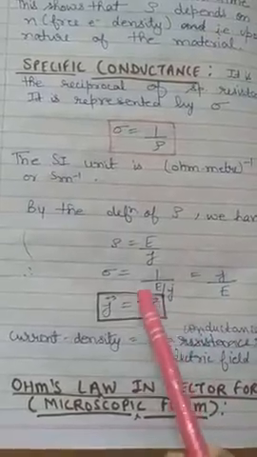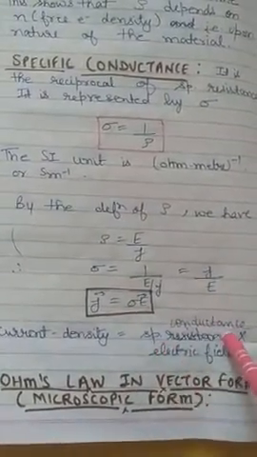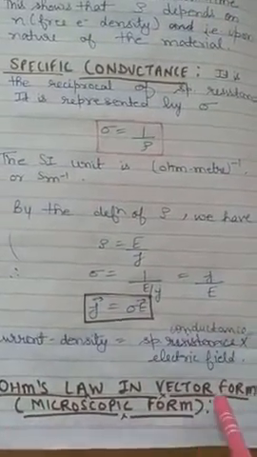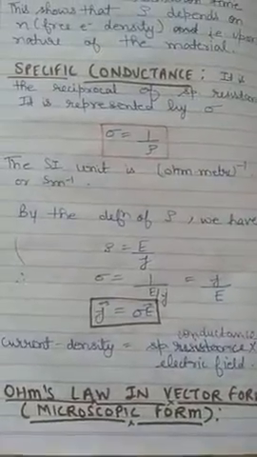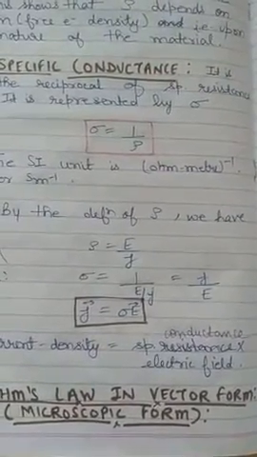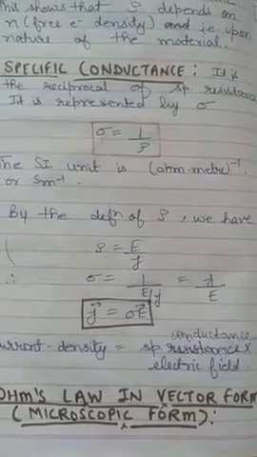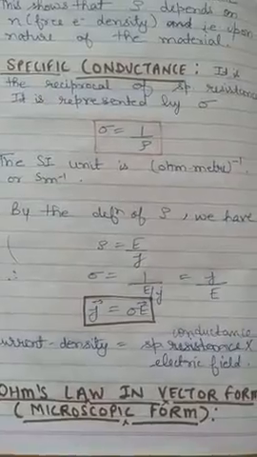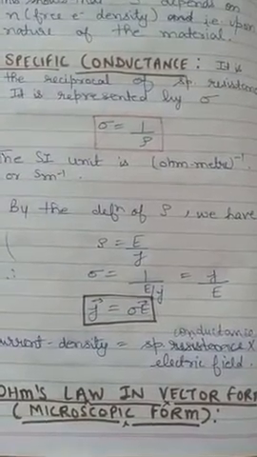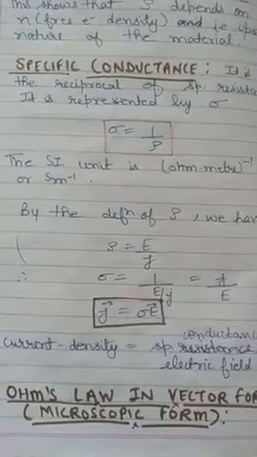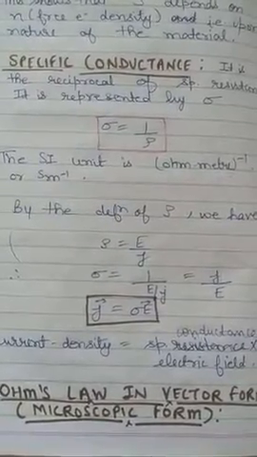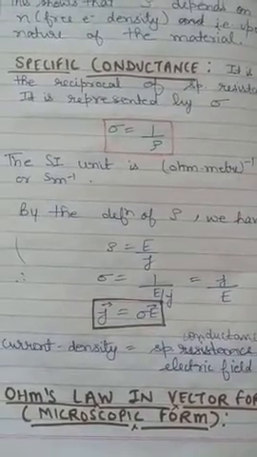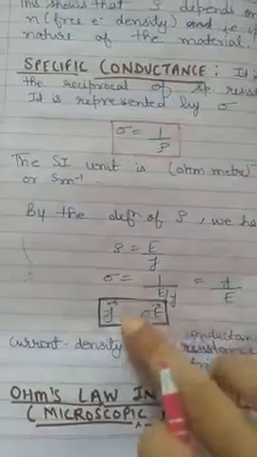Also here sigma will be your specific conductance, not resistance. Is it clear? So today, Ohm's law in vector form or the microscopic form. The macroscopic form, I told you, is when we define Ohm's law for the whole area of the conductor. When we consider a point in the conductor and define Ohm's law for that point, that will be the Ohm's law in vector form or the microscopic form of Ohm's law. Clear? So now today we'll derive this equation J is equal to sigma E.